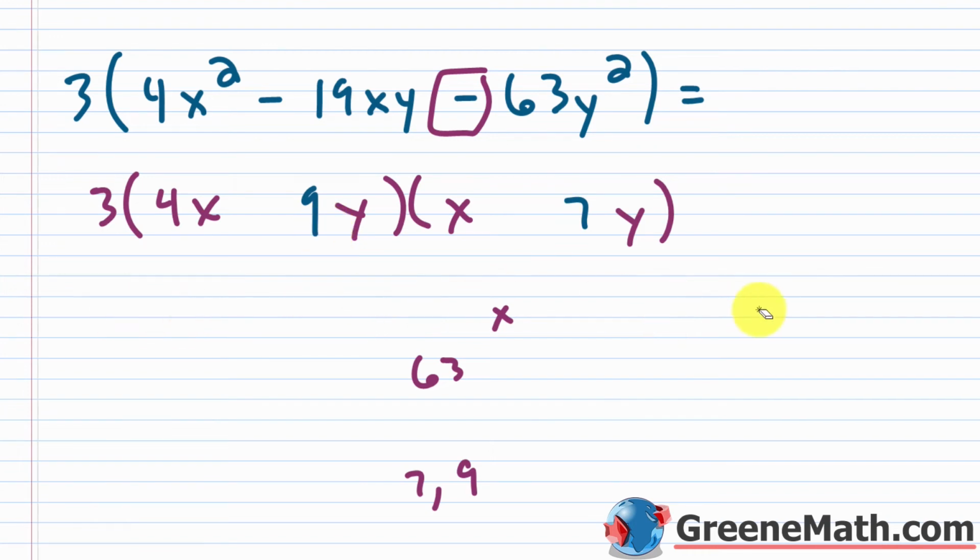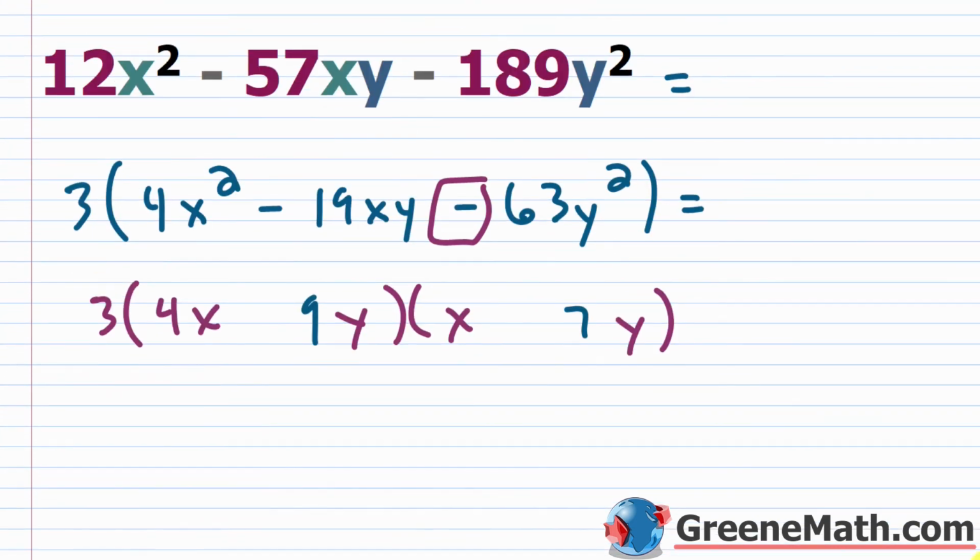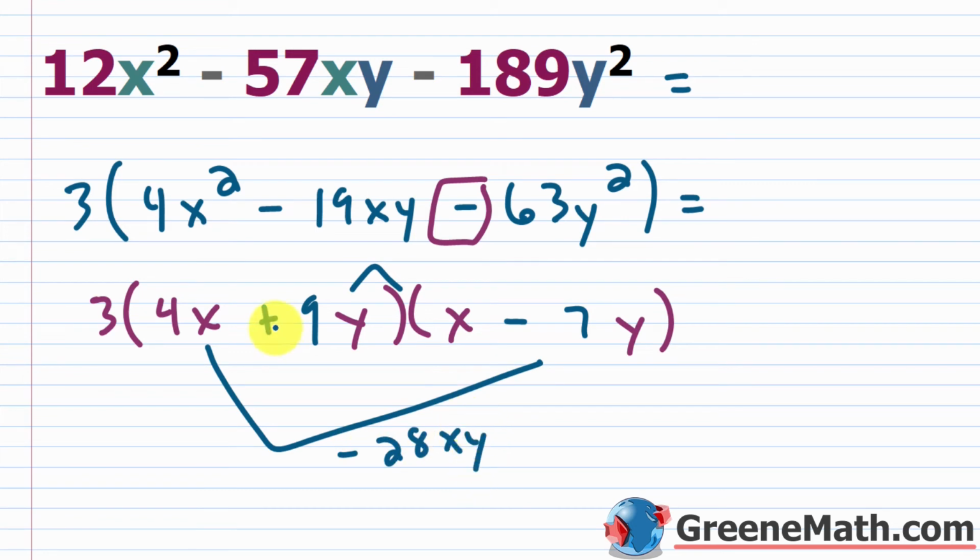So get rid of all this. We found what we need. We just need to make the signs work. Let's come back up. And essentially what I want, because this is negative, I want the larger to be negative. So basically this times this, I want this to be minus, and I want this to be plus. So this times this, 4x times negative 7y would be negative 28xy. 9y times x would be plus 9xy. You combine like terms there, you get your negative 19xy.